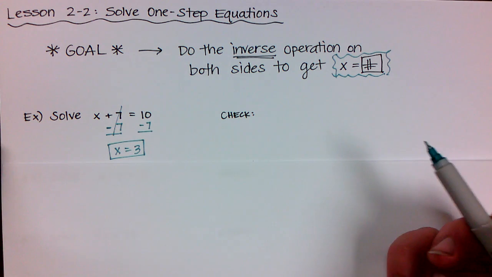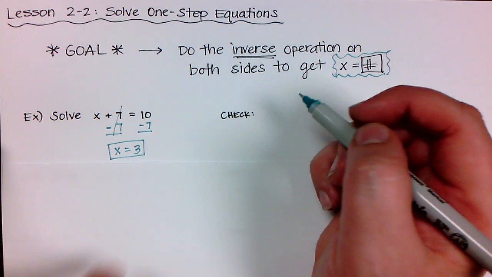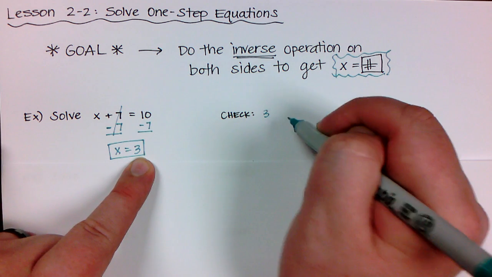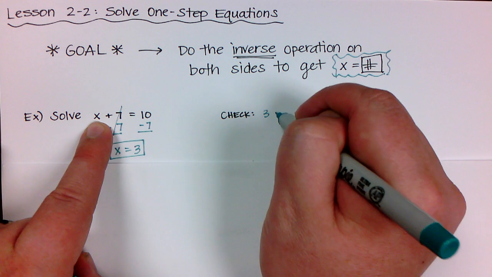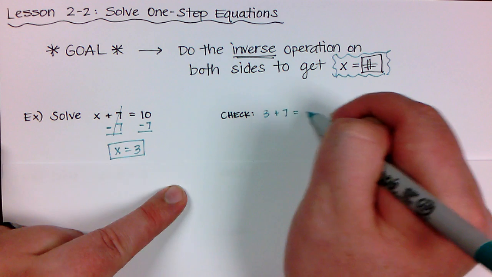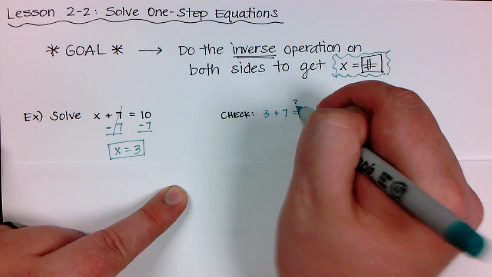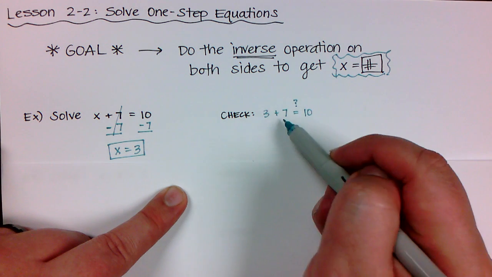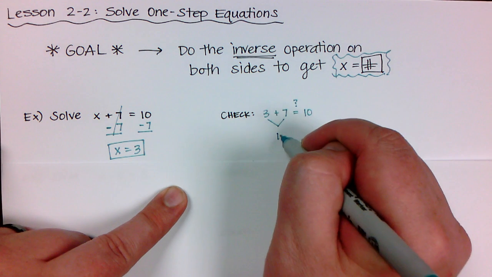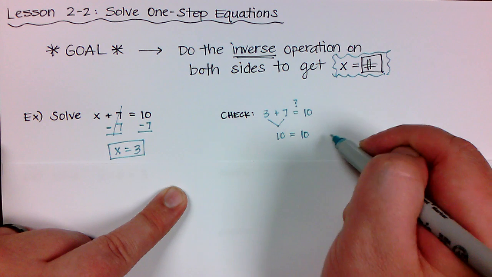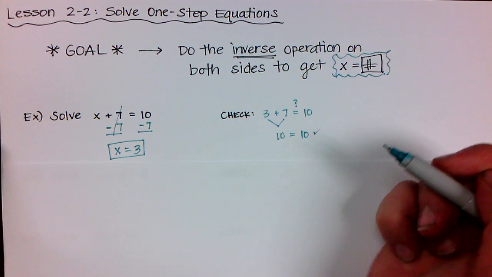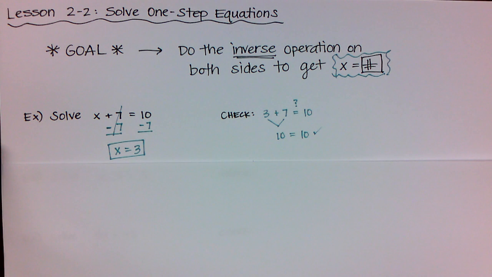Perfect. Easy enough. So to check my work, I'm just going to rewrite, but I'm going to plug in the 3 where the x was before. And I'm going to rewrite that whole equation, and I'm going to ask myself, when I plug it in, what's 3 plus 7? Oh, well that's 10. And the right side is also 10. So I know for sure that I got this right.